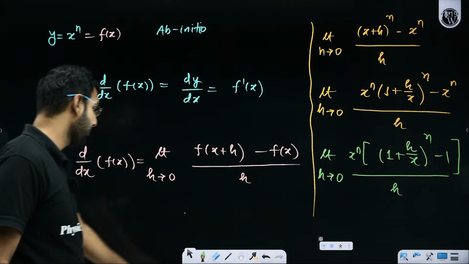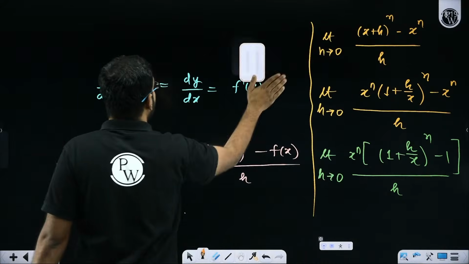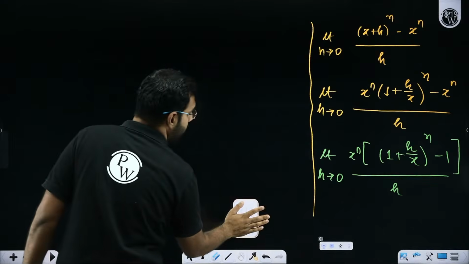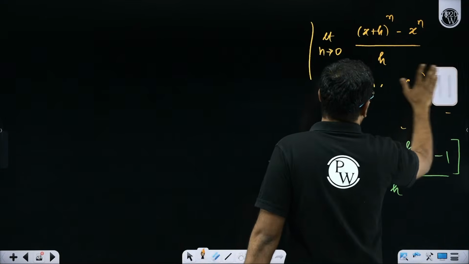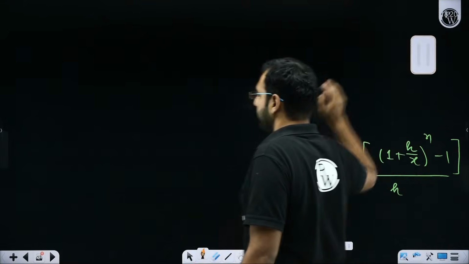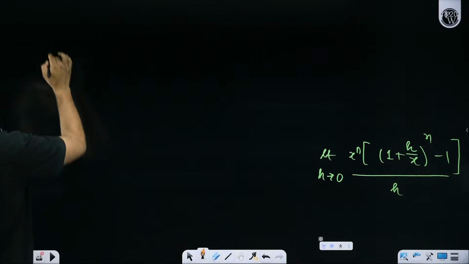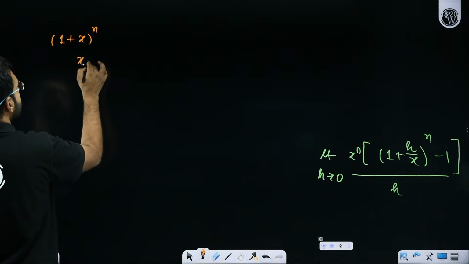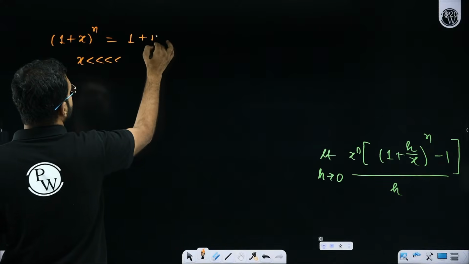Now what if I ask you to do one thing? Tell me, if h is a very small value. In the binomial theorem and even in limits, we have learnt this expansion: if you do 1 plus x to the power n, and if x is a very small number, then we can write it as 1 plus nx. I repeat it. If 1 plus x to the power n, and x is a very small number, then this can be written as 1 plus nx.